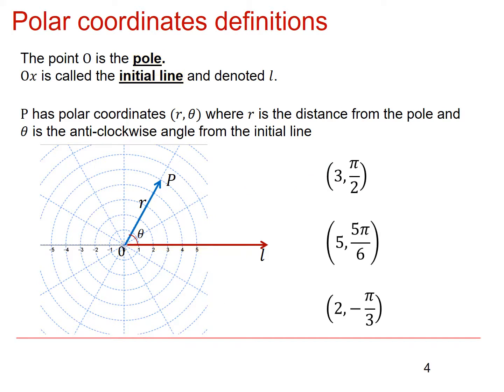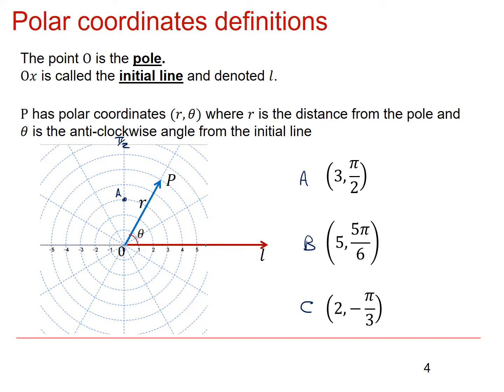So let's have a look at these points here. Let's think about this point being the point A, this being the point B, and this being the point C. Point A is on a radius that goes out on pi by 2. So here is pi by 2, 1, 2, 3 around in the positive direction, and it's 3 units out, so it's going to be here.